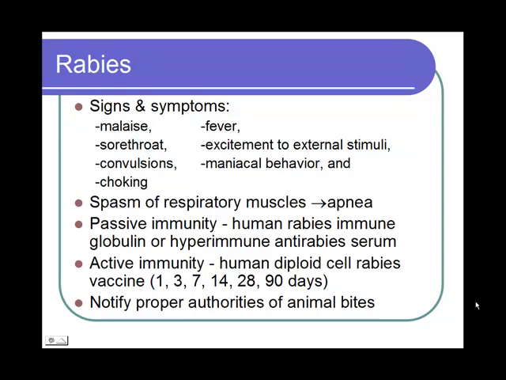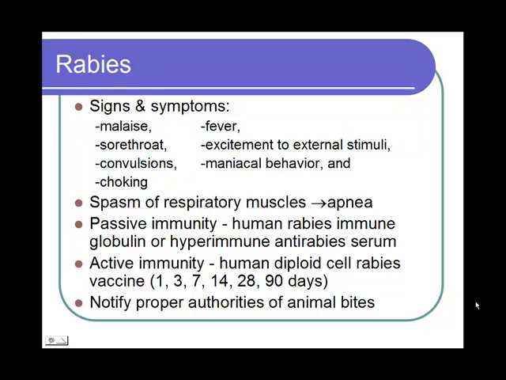We can treat this with passive or active immunity: with the human rabies immunoglobulin or hyperimmune anti-rabies serum, or active immunity with human diploid cell rabies vaccine. And that's given at 1, 3, 7, 14, 28, and 90 days after they've been bit. Remember, once they have symptoms, it's too late. We really can't treat them.